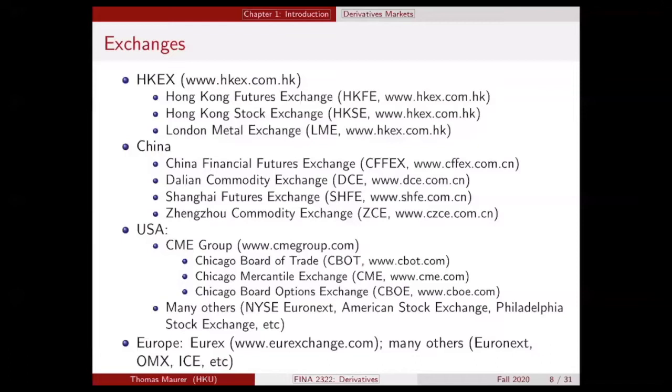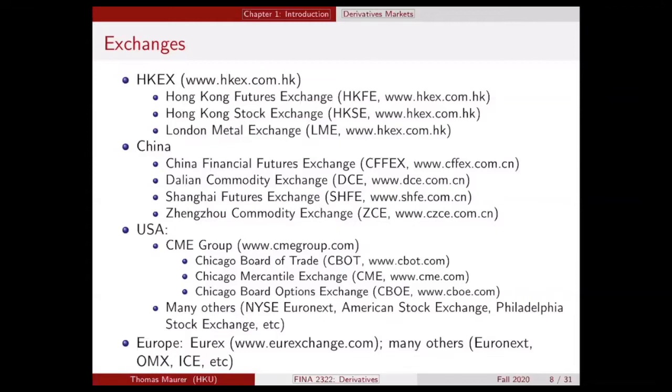In Hong Kong in particular, we have the Hong Kong Futures Exchange, the Hong Kong Stock Exchange, and the London Metal Exchange. In China, you also have a few different exchanges where you can trade derivatives. You have the China Financial Futures Exchange, then you have the Dalian Commodity Exchange, and that apparently is actually the first derivatives exchange which we had in China. Then you have the Shanghai Futures Exchange and then Zhengzhou Commodity Exchange.